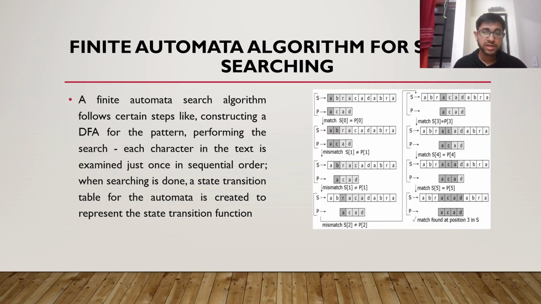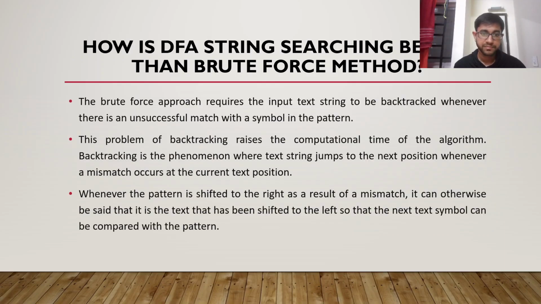Finite automata algorithm for string searching. A finite automata search algorithm follows certain steps: constructing a DFA for the pattern, then performing the search. Each character in the text is examined in sequential order. When searching is done, a state transition table for the automaton is created to represent the state transition function.